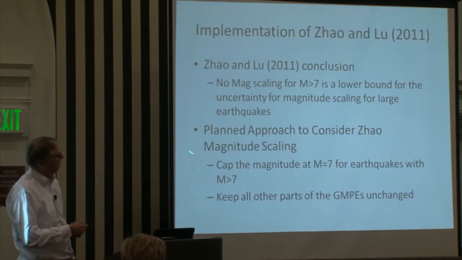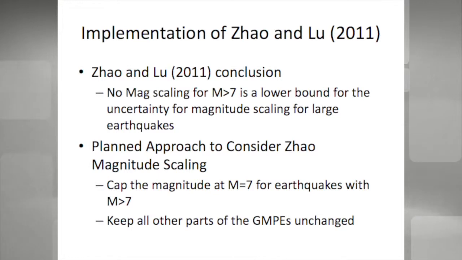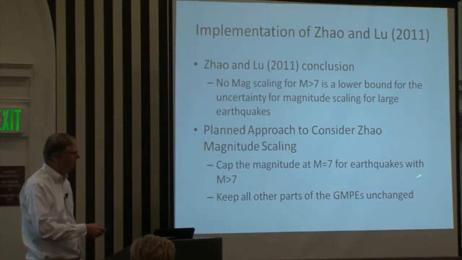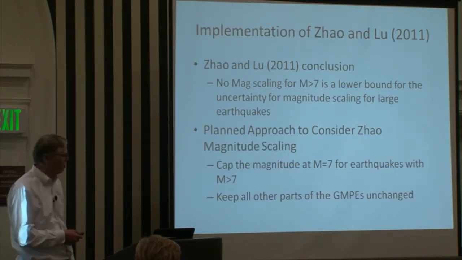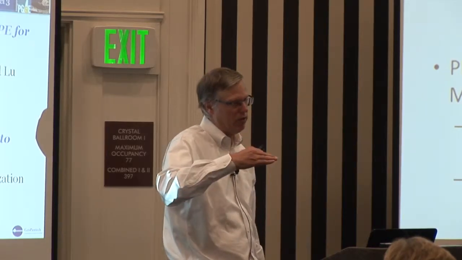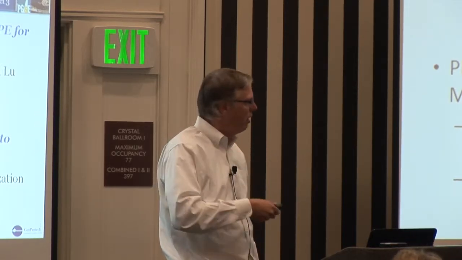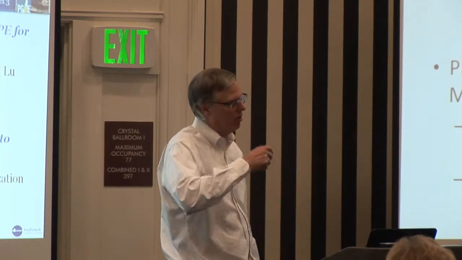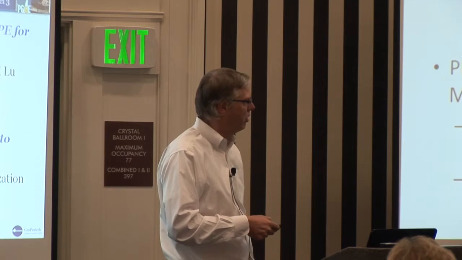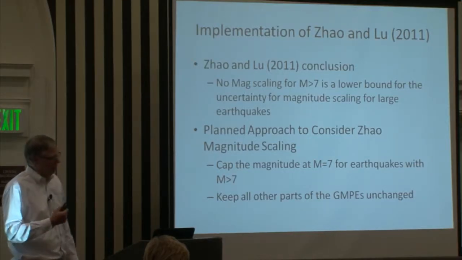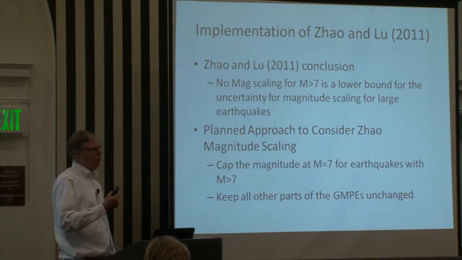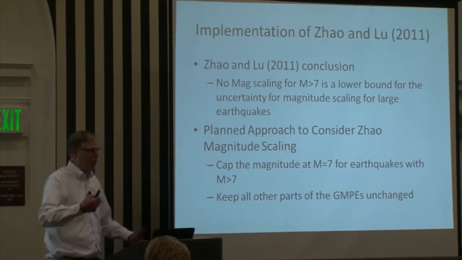So what we're considering as a way of implementing this model, in particular with Zhao's 2006 model, is to simply cap the magnitude scaling at 7, so that it would scale up to 7 and then be flat beyond that, as a way to capture this break in the magnitude scaling, keeping all other aspects of the GMPE unchanged. So that would be a lower bound, he would say, that the magnitude scaling shouldn't drop below, and that would let you set a lower limit on what the GMPE scaling could be at large magnitudes. John Zhao hasn't said this is what you should do or how to implement his model. He's just said here's what he's thinking.